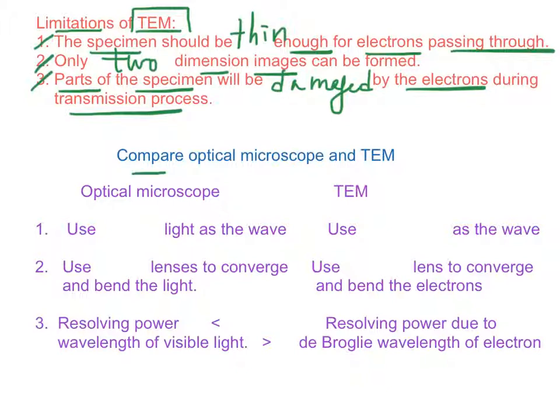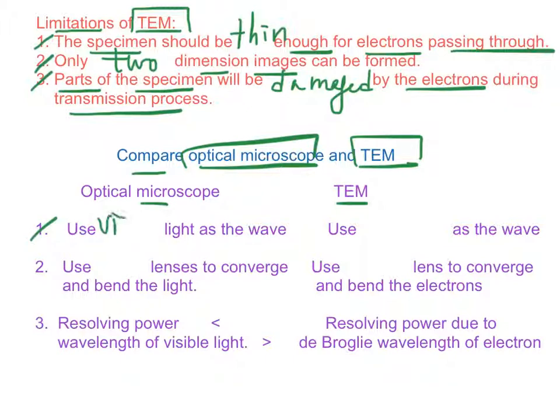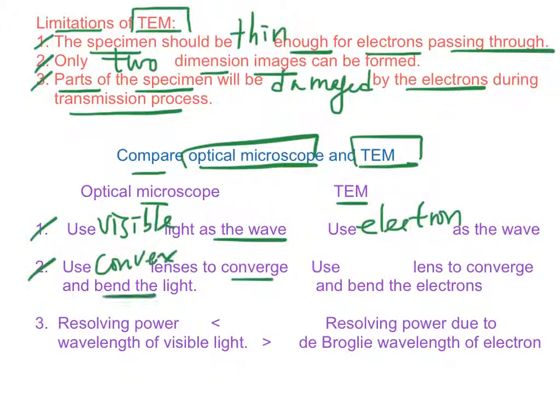Let's compare optical microscope and transmission electron microscope, TEM. First, optical microscope use visible light as the wave, and TEM use electron as the wave. Second, optical microscope use convex lens to converge and bend the light. However, TEM use magnetic lens to converge and bend the electrons.